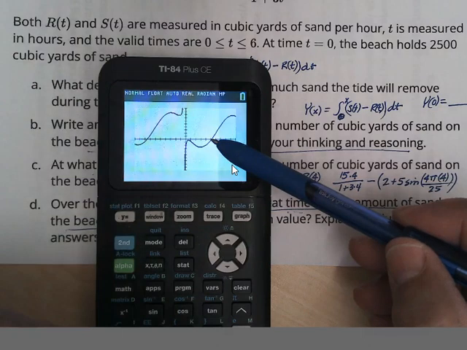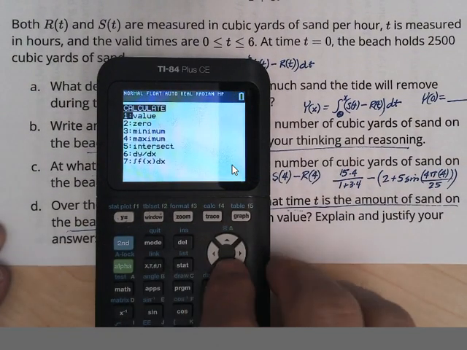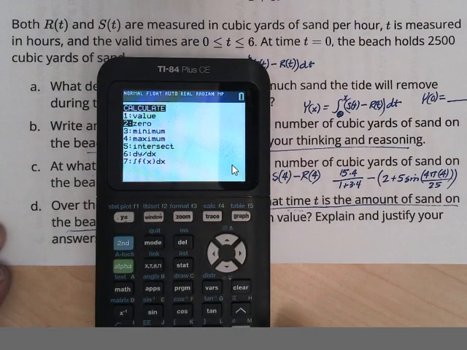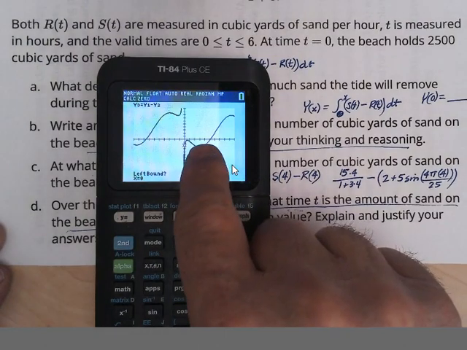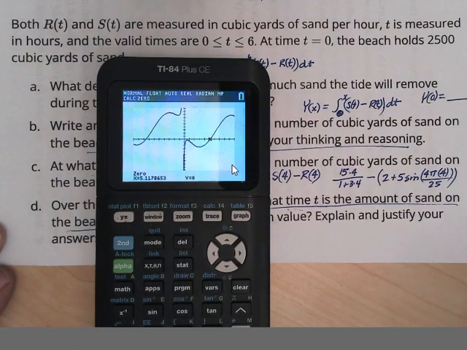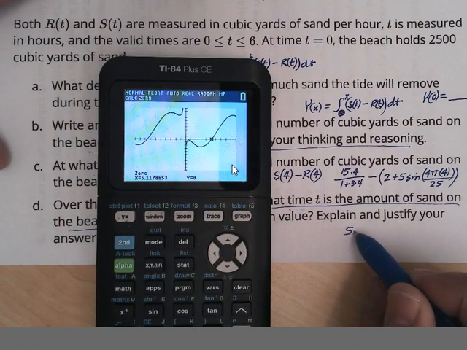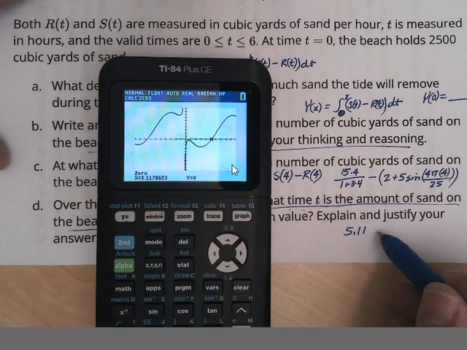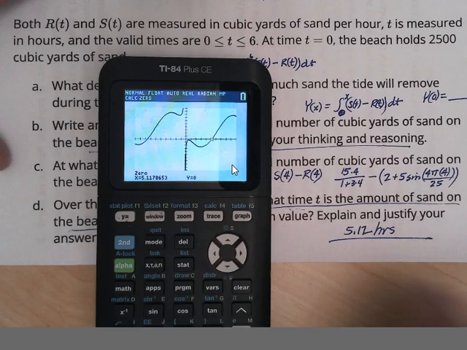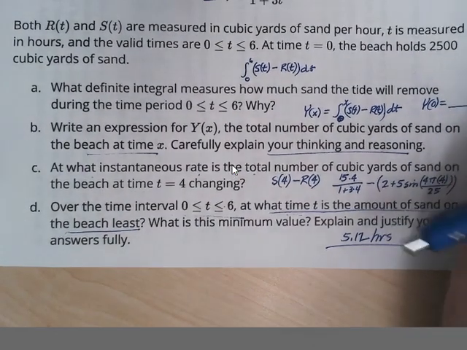Then that will be when it's the lowest, and that time is, let's calculate the zero. It looks like it's somewhere between 4 and 6. I'm guessing 5. It says no, it's 5.12 hours. This is when there'll be the least amount of sand on the beach.